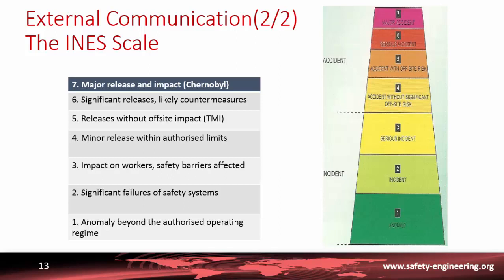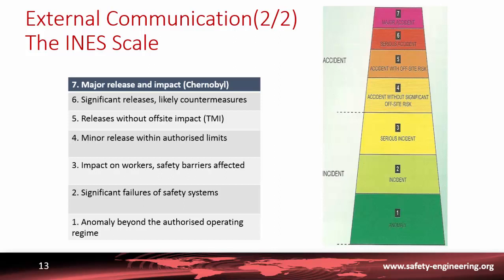Level two, incidents, includes a significant failure of a safety system. Level 3 becomes a little bit serious because there has been some impact on workers, incurred by some staff, or safety barriers have been affected. At level 4, it begins to have some impact off-site, because of some release which still remains within the authorized limits, but with outside consequences.